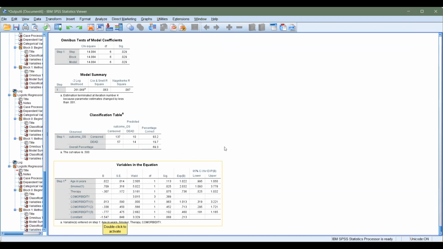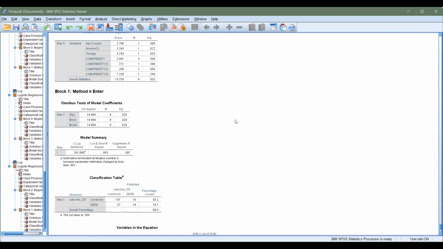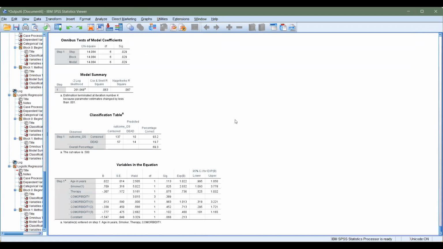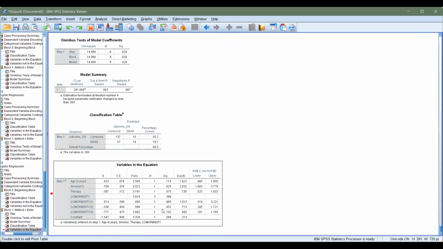So let me increase the size if I am able to. I don't know how to increase the size. Okay, I think this is visible to all of you. So let's interpret this quickly.